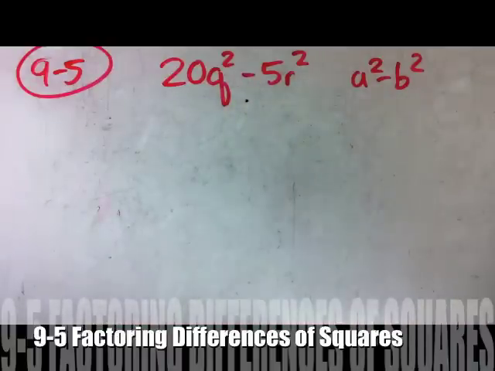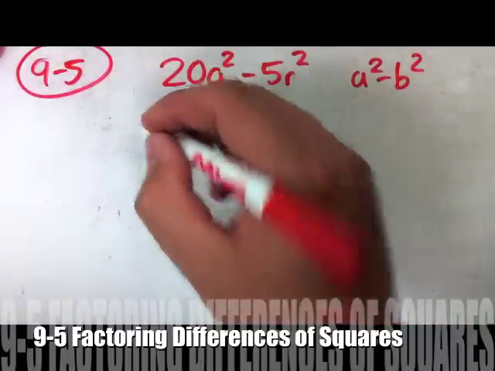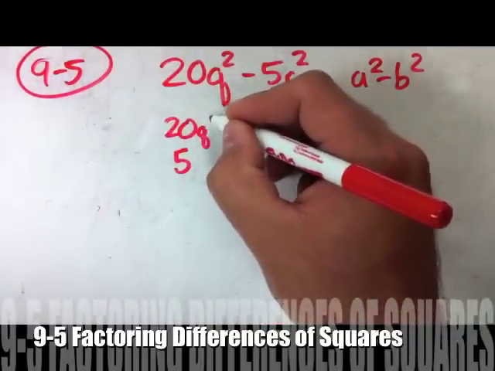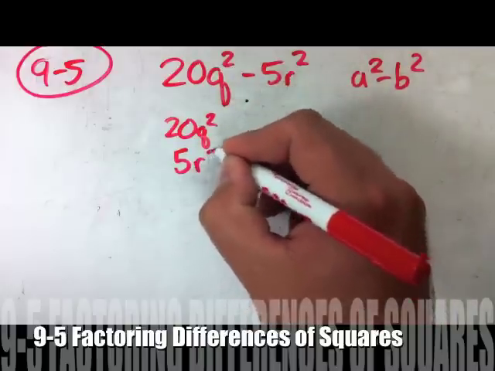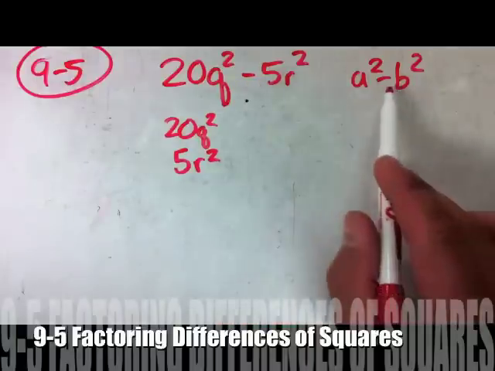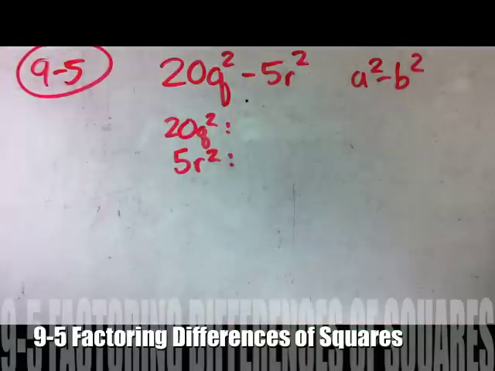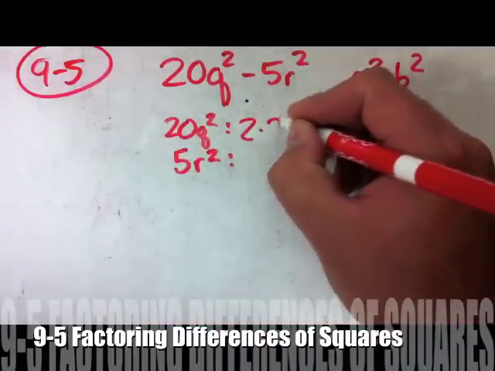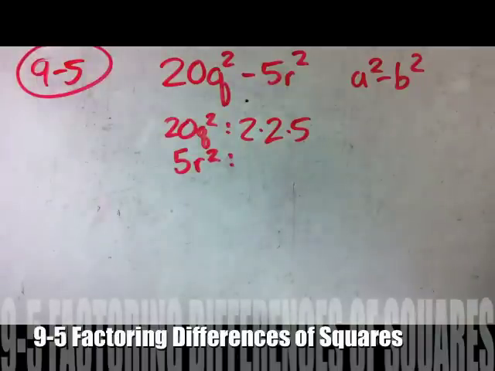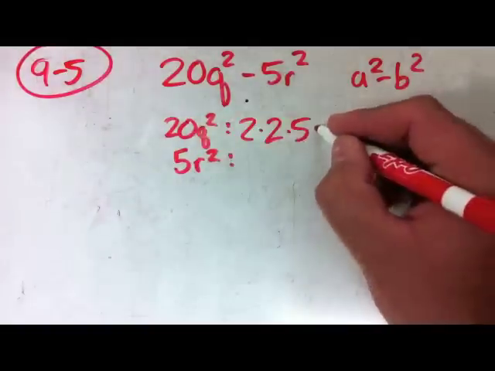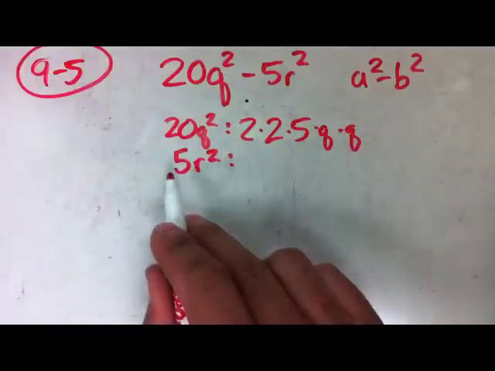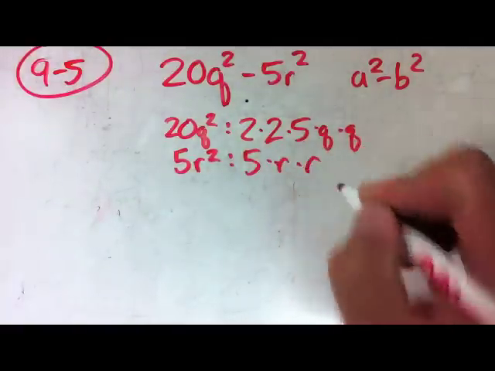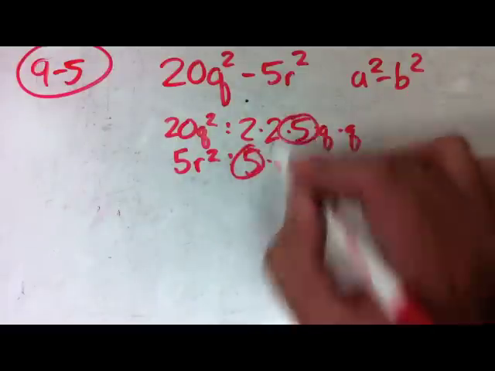So that's the first thing we need to do. That's our first step, is factor that out. So we're going to do that by doing all the factors of 20q squared and 5r squared. Remember, it's not negative 5r squared. That negative is the subtraction sign that links the two. So the factors of 20q squared is 2, 2, 5, which gives you 20. And then q squared is 2 q's. 5r squared is 5 because it's prime. You can't find anything else. And r. So as you can see, the only thing they share is the 5.